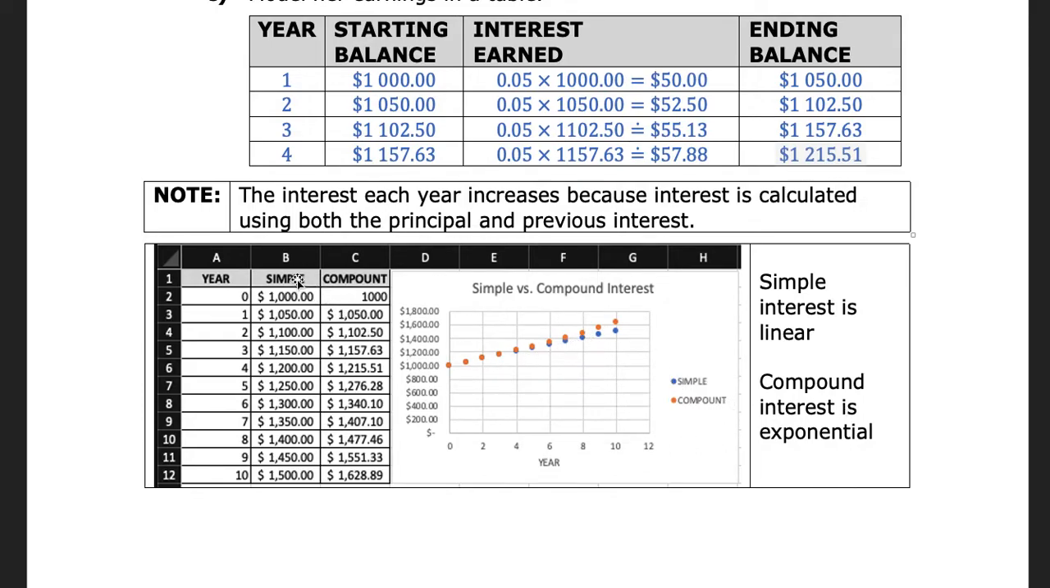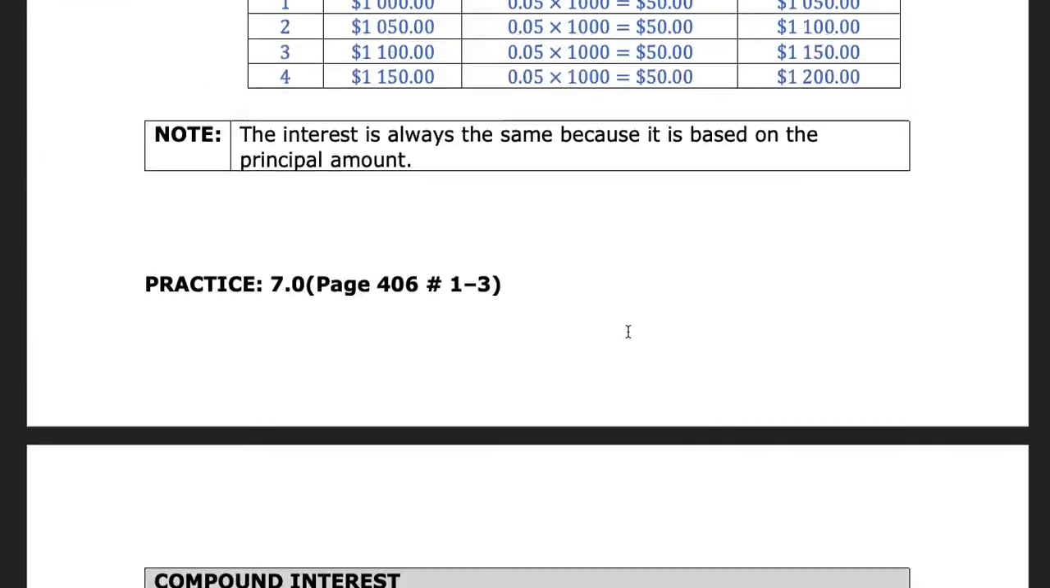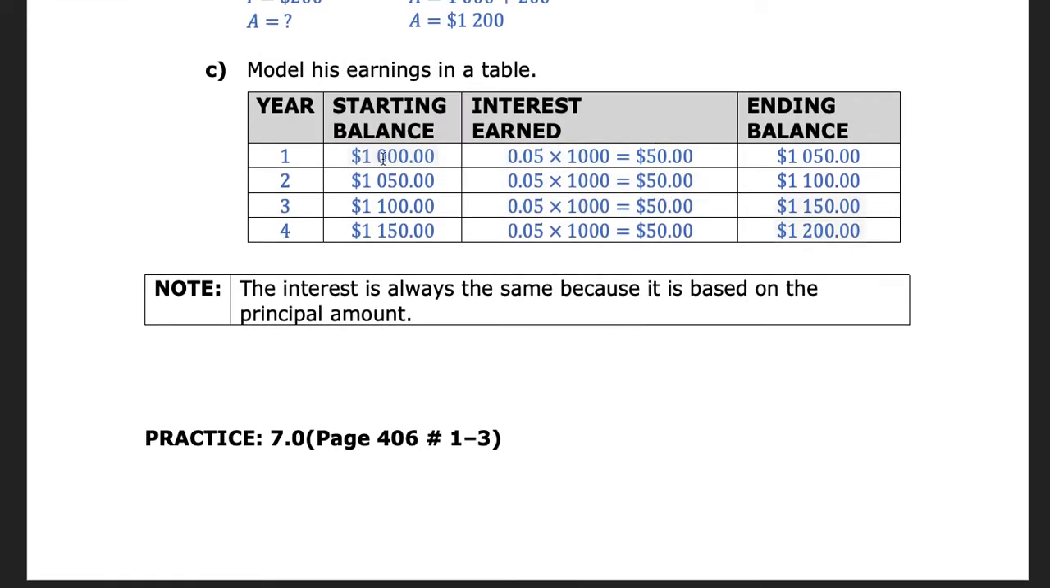this is comparing both simple and compound. So what I'm trying to highlight here is that the blue is simple interest. It's linear, growing by the same rate every single time. It was growing by 50 every single year because it's always based on the principal amount. It's always calculating 5% of that $1,000.